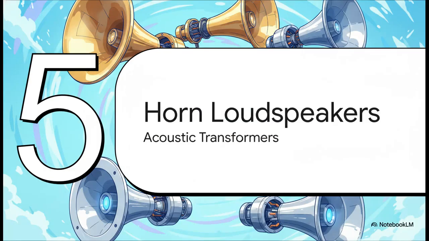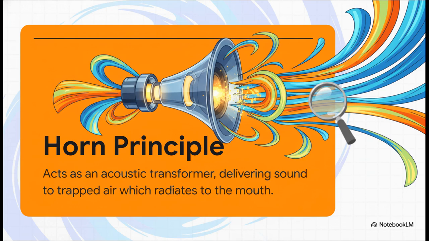Section 5. Horn loudspeakers. Prepare to conceptualize a speaker that lacks a traditional cone. Please record this precise working principle. A horn loudspeaker does not deliver sound directly to open space. Instead, it acts as an acoustic transformer, delivering sound power to air trapped at the throat of a horn, which then radiates it outwards to the mouth. This concept of the acoustic transformer is absolutely vital.